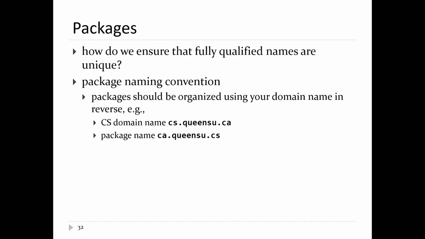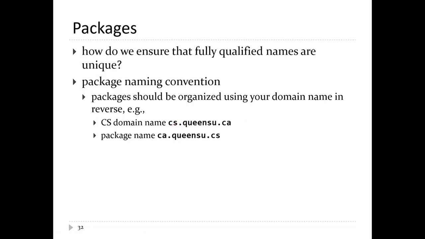And so how do we guarantee that package names, or fully qualified names, really are unique? The answer is you can't really. But what you're supposed to do is follow a package naming convention. The convention that Java uses is that packages should be organized using your domain name in reverse. Internet domain names are unique because they are governed by a central registry. So for example, the computing science domain name is cs.queensu.ca.